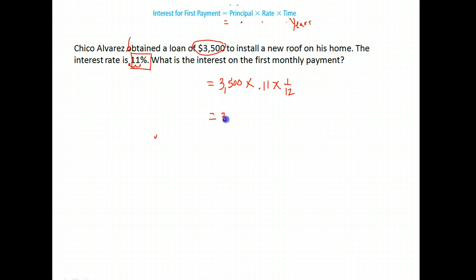So here's how you would calculate that on your calculator. You would take 3,500 times 0.11, and you could go times 1 divided by 12. The times 1 really isn't going to do much, but you do want to do the divided by 12 on the end. So 3,500 times 0.11 times 1 divided by 12. So for that first payment that he makes, the amount of the payment that will go to interest is $32.08. Now the rest of the payment will go to make his balance smaller, but he has to pay $32.08 in interest.